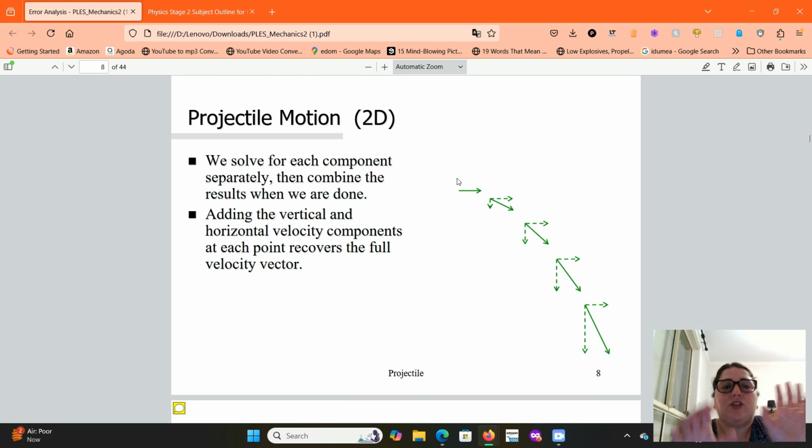Alright, so we solve for each component separately, then combine the results when we are done. So horizontal and vertical combined gives us the angle here. Following through, you see the same is true for all. That's how we get the nice curved motion. So adding the vertical and horizontal velocity components at each point recovers the full velocity vector. We have one part, two parts, and then we get the third part, the full part, when you do it together.